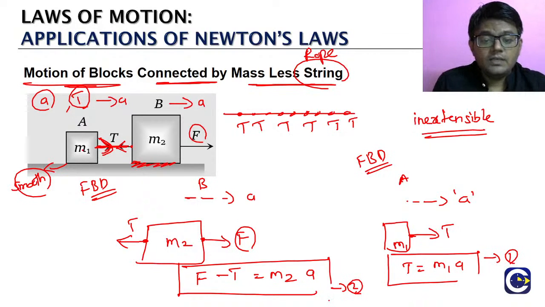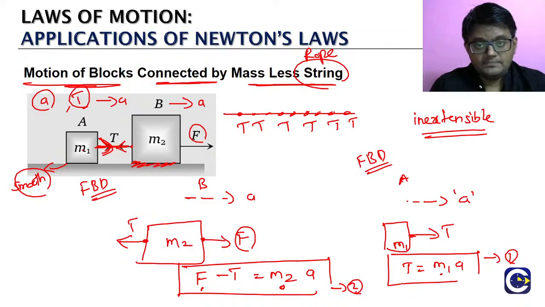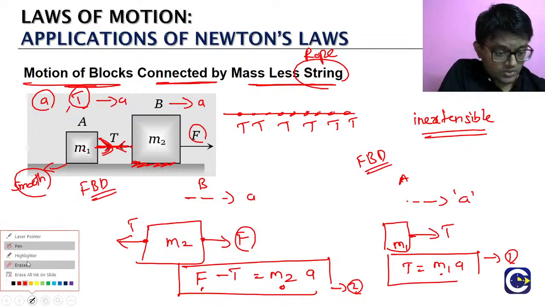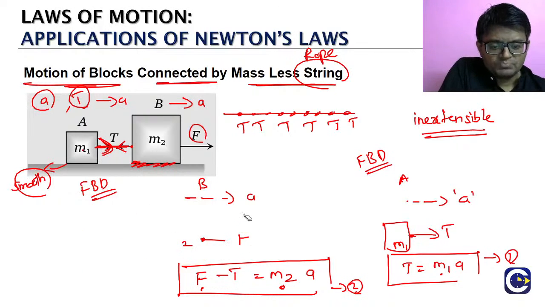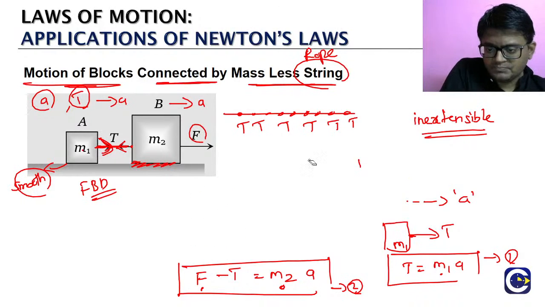Now இதுல இருந்து இங்க பாருங்க, F will be given to us, அந்த மாதிரி m1, m2 also will be given to us. இதுல what are the unknown values, T and A. T is an unknown, இந்த மாதிரி acceleration is also unknown. இதுல இருந்து we can find out, if they're asking us to find tension we can find tension. If they're asking us to find the acceleration, we can find the acceleration.